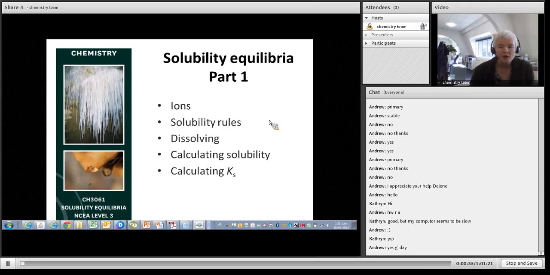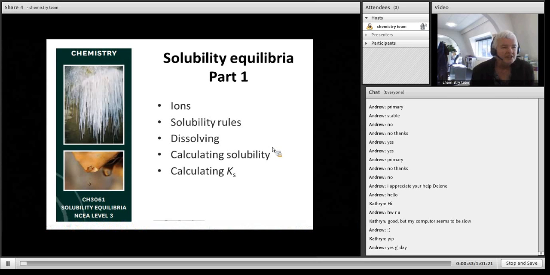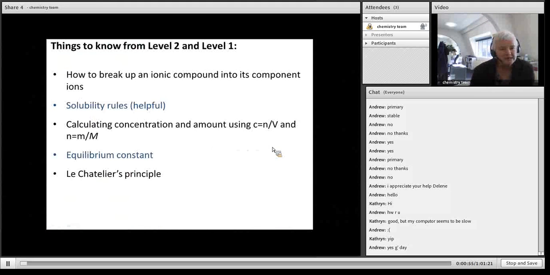explanations as well. So what we're going to look at today is starting from the basics, really, from ion solubility rules and so on. We'll look at those, and then we'll look at calculating solubility and calculating Ks. These are the things you should know from previous levels, so you can tell me how good you are at it or how not.